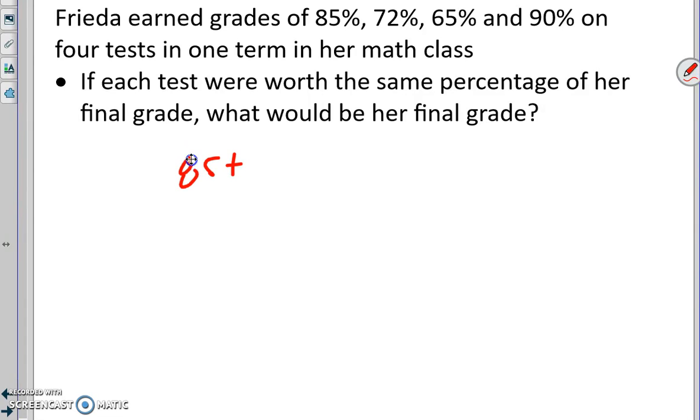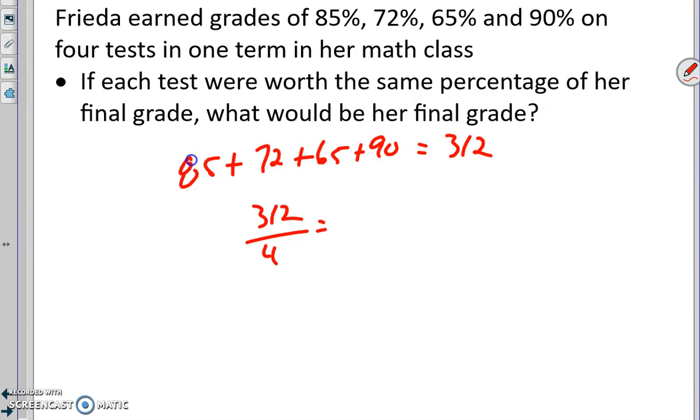You think we got 75 or what? If you take 85 plus 72 plus 65 plus 90, remember you have to hit equals: 312. 312 divided by 4 is 78. Remember, you're trying to find the middle.